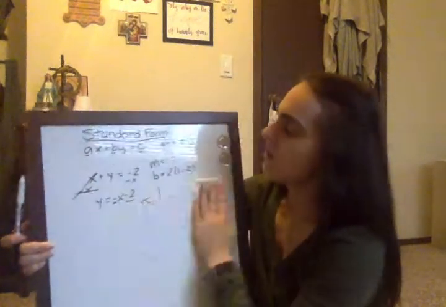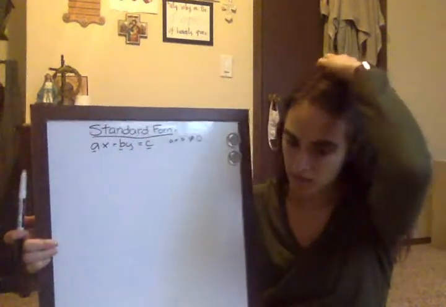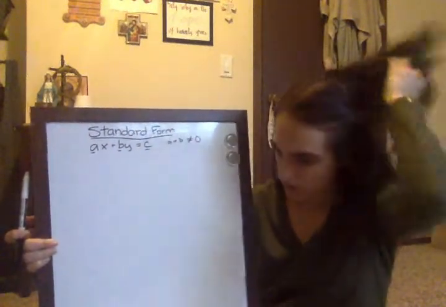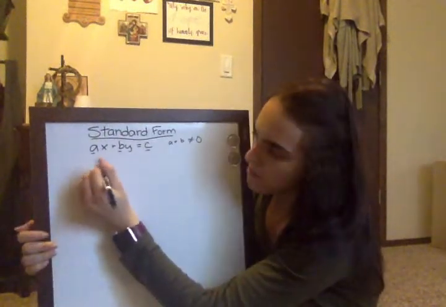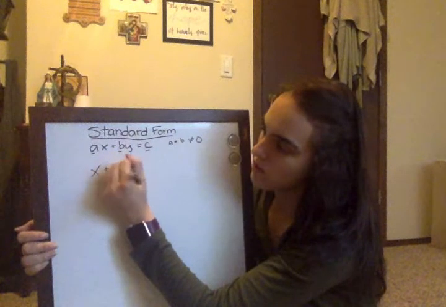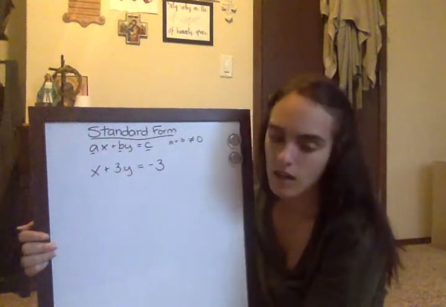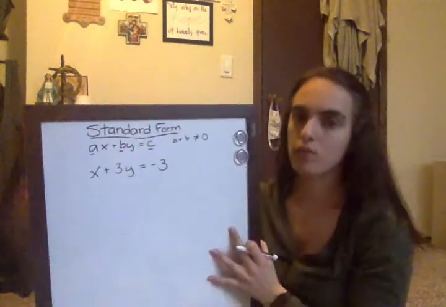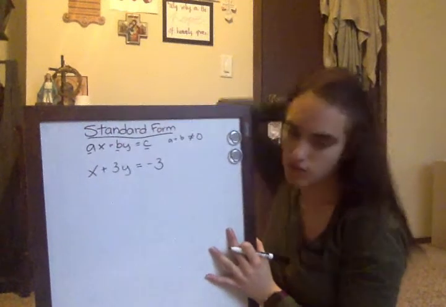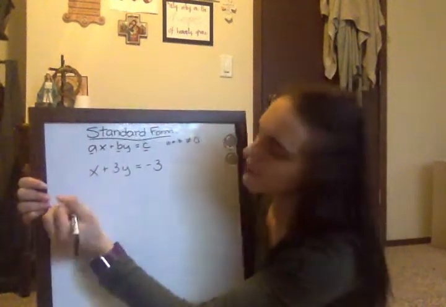Okay, you can also graph using your x and y intercepts. So let's look at the equation x plus 3y equals negative 3. To graph using the intercepts, first you need to find each intercept. You need to find the x-intercept and the y-intercept. So let's find the x-intercept first.